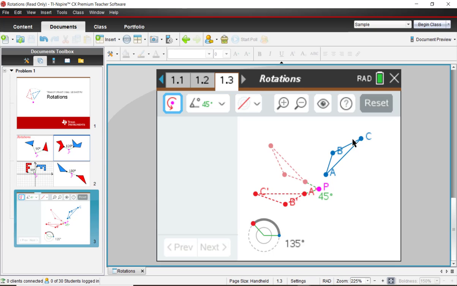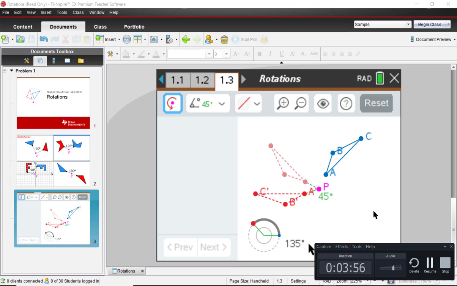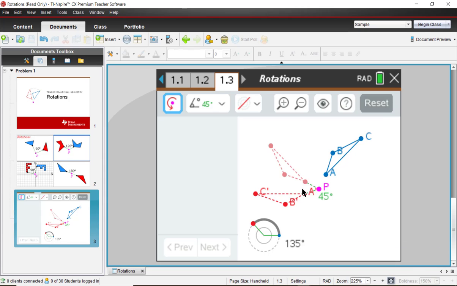So here's what I'd like you to do. I'd like you to decide, what do you notice about the original preimage triangle and the image triangle? There are several things that hopefully you're noticing about those two triangles. So please pause the video and think about that. It appears that these two triangles are congruent, but that's only for one pair of triangles. We really should try to investigate more.